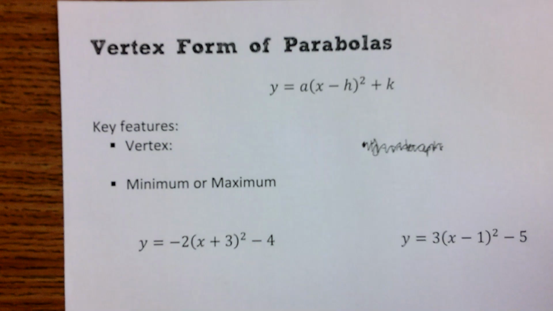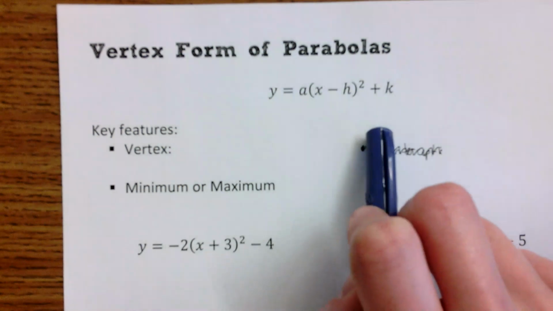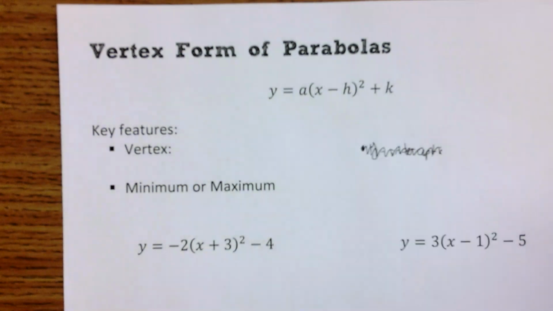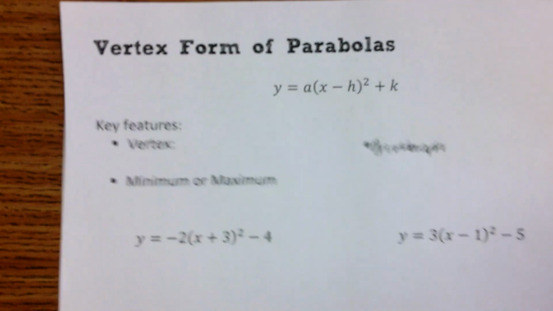So our next topic is going to be vertex form of parabolas. Now, when we take an equation for a parabola, there's actually a few different kinds of equations that you can do. The three most common ones are vertex form, intercept form, and standard form. We're going to focus on vertex form and intercept form in this particular class. So today we're looking at vertex form.